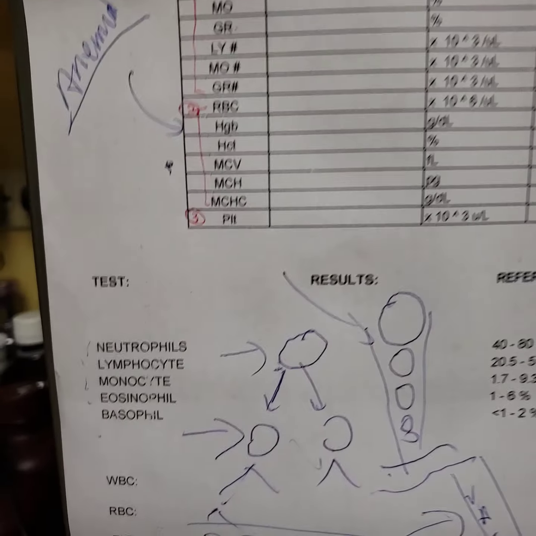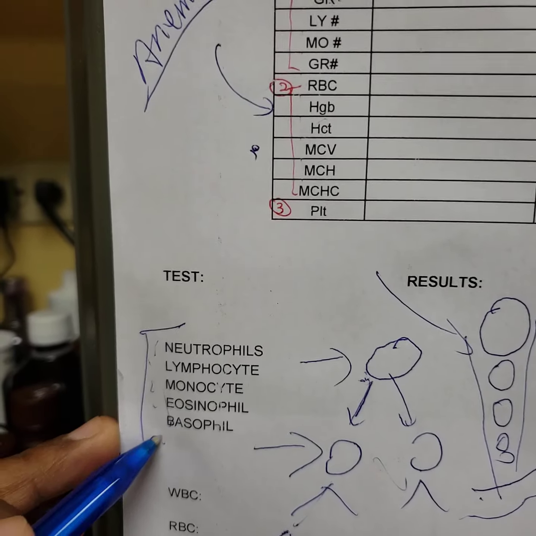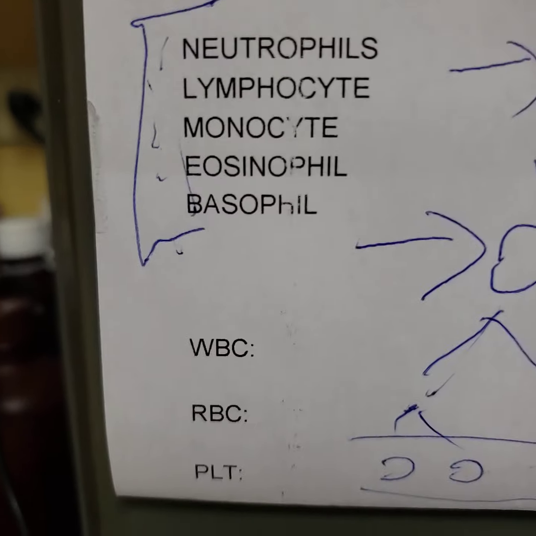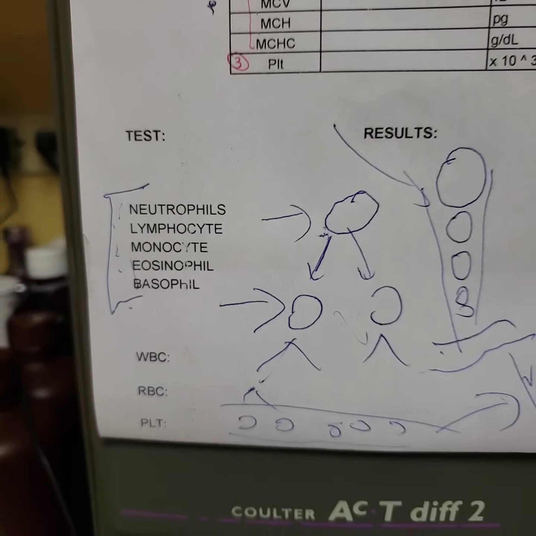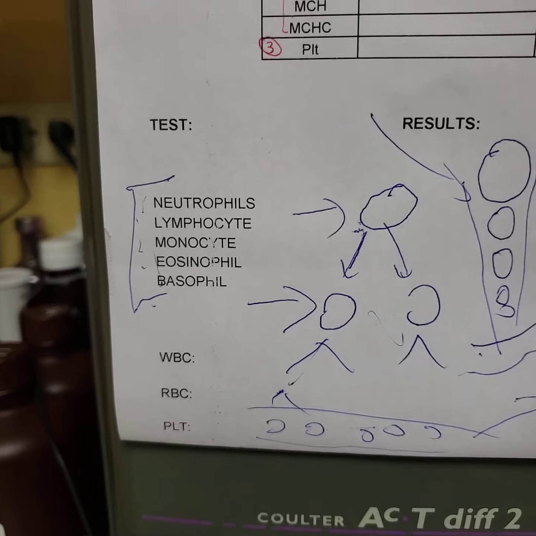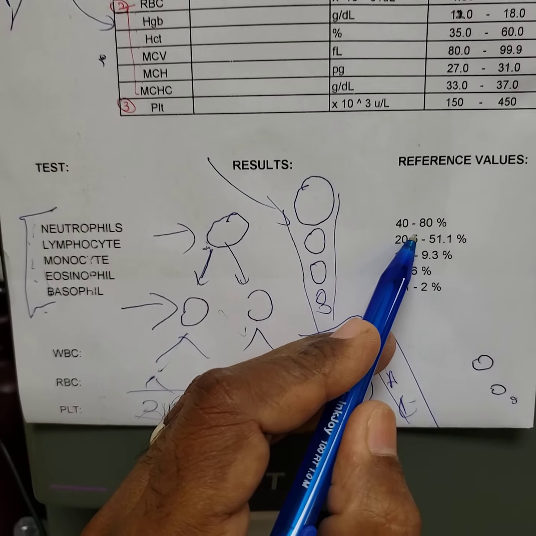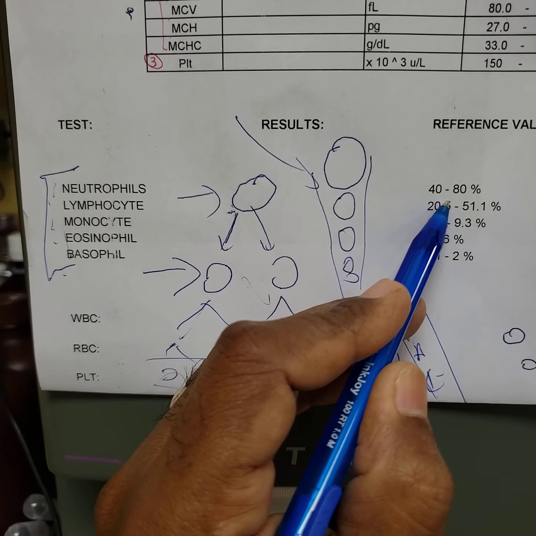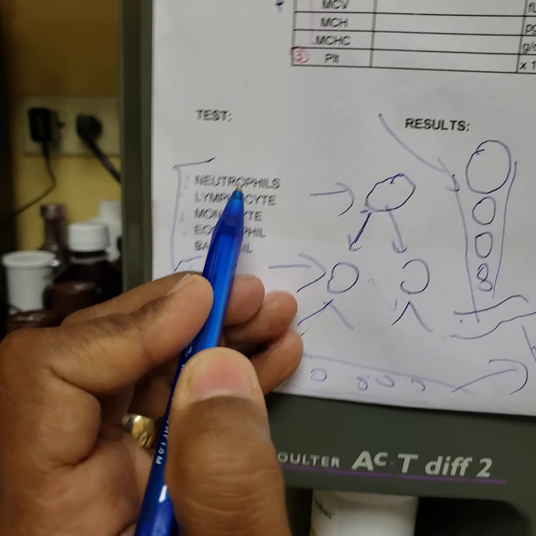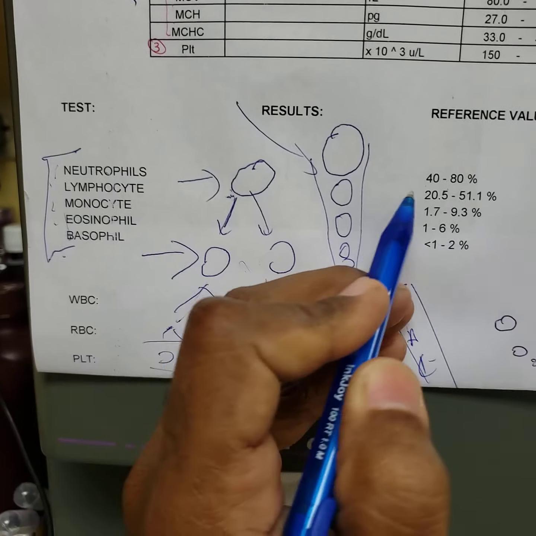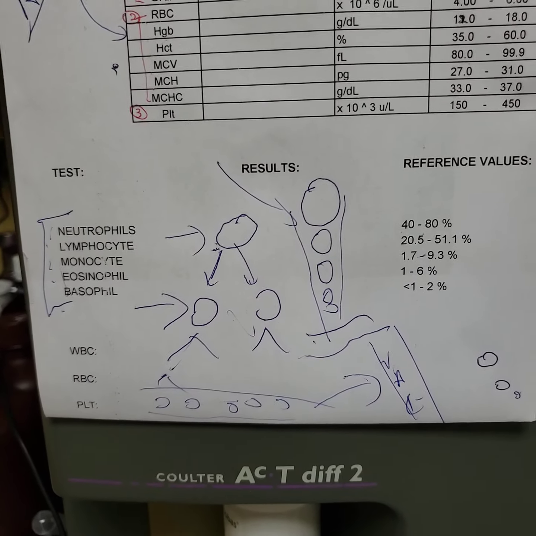So you have these 5 different policemen that are made in our bone marrow, and they are called neutrophils, lymphocyte, monocyte, eosinophil, and basophils. These 5 different white cells have different functions. The 2 most common white cells are your neutrophils. Out of every 100 white cells, you're supposed to have around 40 to 80% of them being neutrophils. Out of every 100 white cells, you're supposed to have around 20 to 51% of them being lymphocytes.